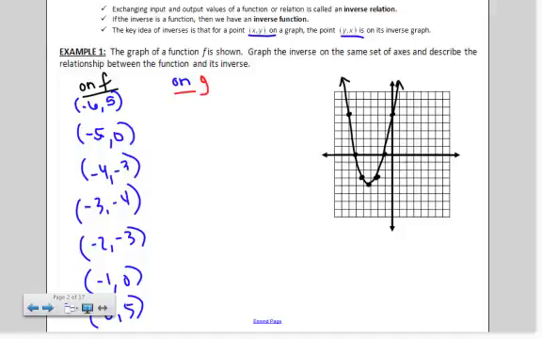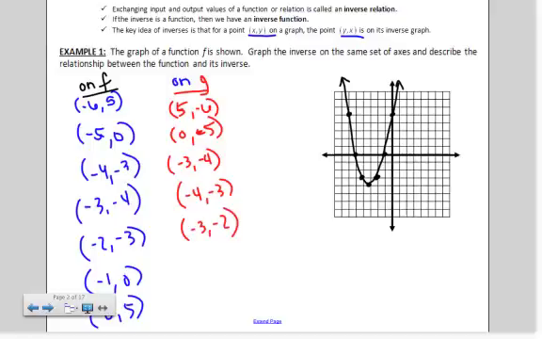Okay, so if you switch the x and the y, negative 5, 6 becomes 5, negative 6. Negative 5, 0 becomes 0, negative 5. Negative 4, negative 3 becomes negative 3, negative 4. And negative 3, negative 4 becomes negative 4, negative 3. Negative 2, negative 3 becomes negative 3, negative 2. Negative 1, 0 becomes 0, negative 1. And 0, 5 becomes 5, 0. Swap! And now we're just going to go over here and plot these points.